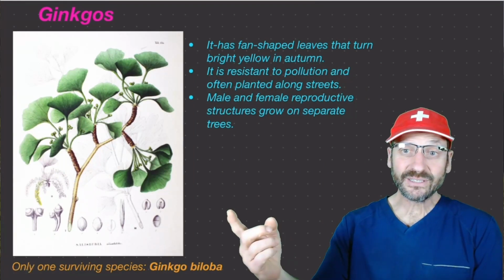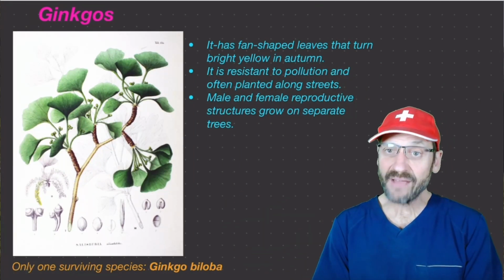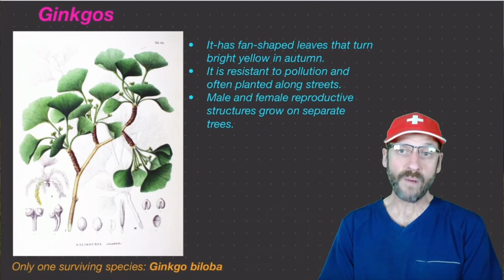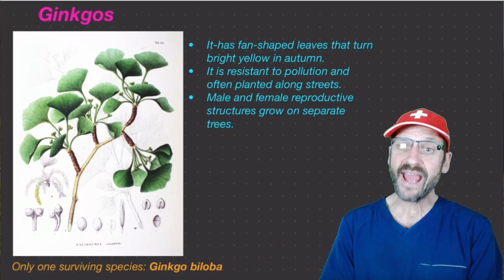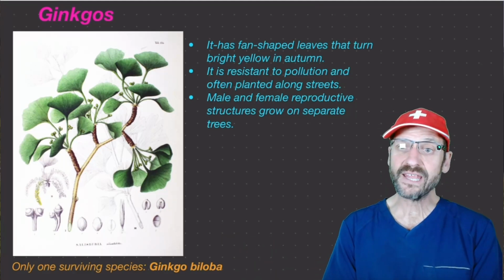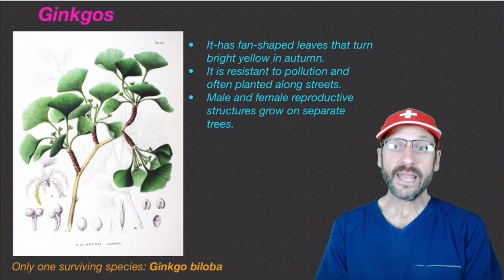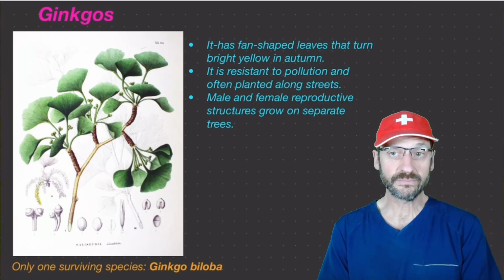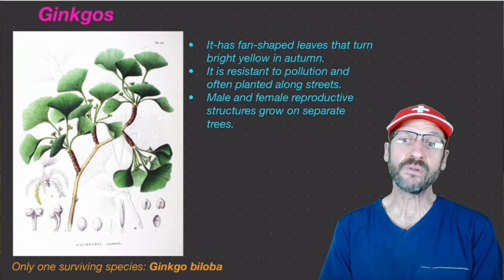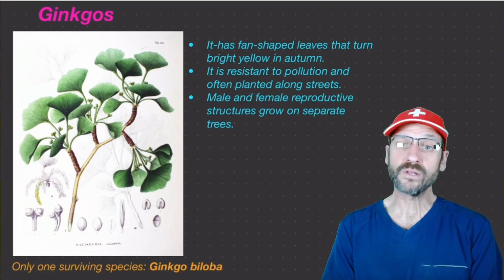Ginkgos are next. The only surviving species is the Ginkgo biloba. You can see that over here. It has fan-shaped leaves that turn bright yellow in autumn. It is resistant to pollution and often planted along streets. Male and female reproductive structures grow on separate trees.